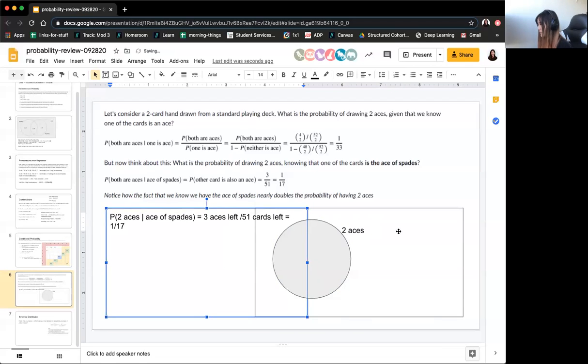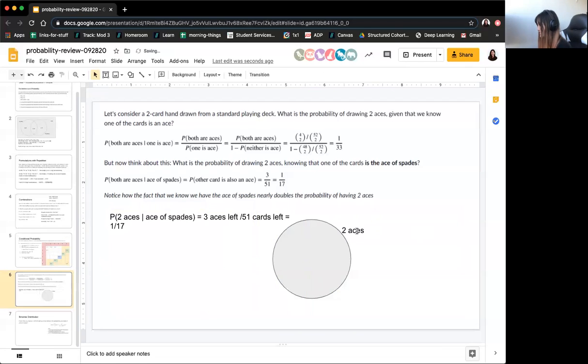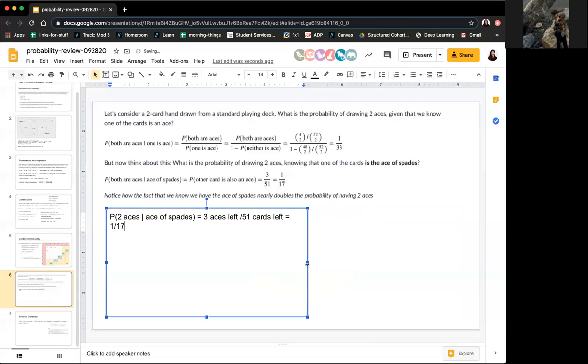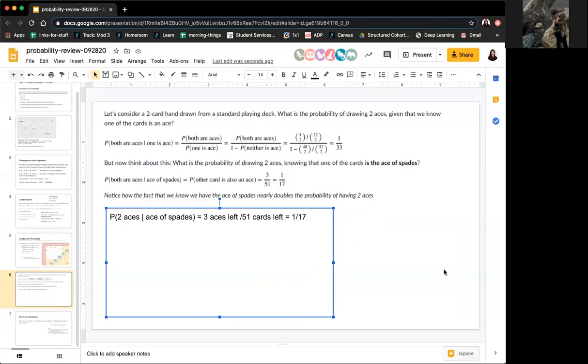So I think that one's a little bit more straightforward. Let me delete this. When you have a condition of, like, given A, that is a subset, A is now your probability space. And then you take just the proportion that they intersect in.